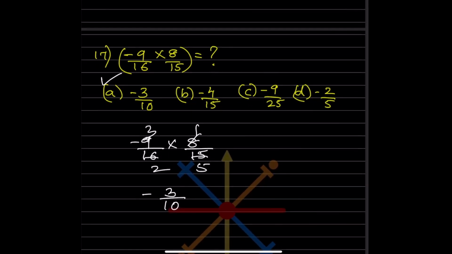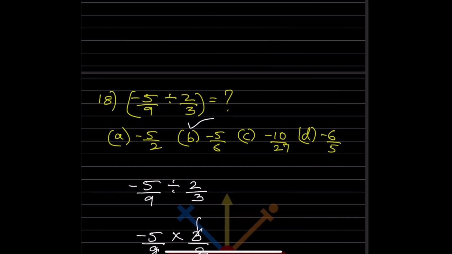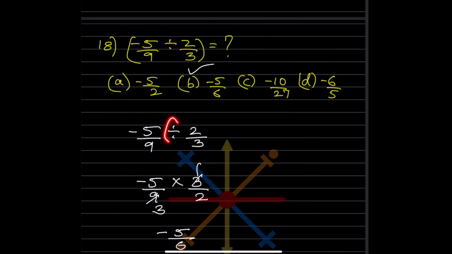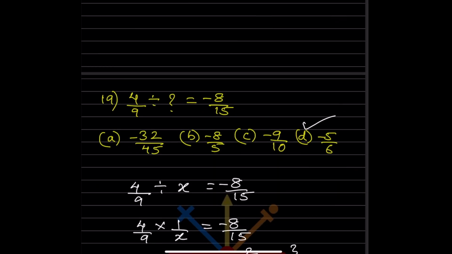Now here you have to just simplify that, and you get the answer minus 3 by 10. Again, this is just division. So this will be the same, this will be multiplied, and this is going to get flipped over. That will be 3 by 2. So that is going to be minus 5 by 6.